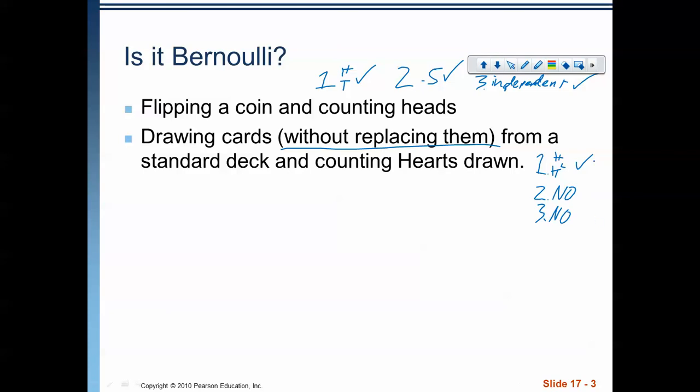So we have two bads here, right? This is bad and this is bad. So is this a Bernoulli trial? No, it is not, because we have two of the conditions being failed.